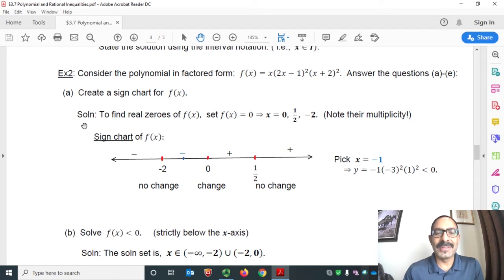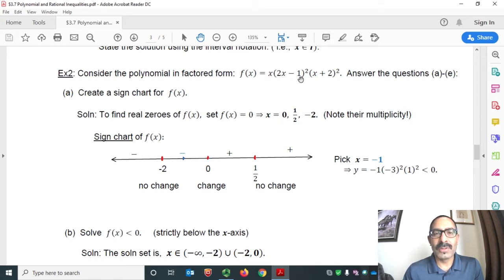Let's begin the solution. To find the real zeros of f(x), set f(x) equal to 0. Since the polynomial is in factored form, set this right-hand side equal to 0. Then we know the product of numbers equals 0 implies each number has to be 0. That's the zero product property. So that means x equals 0.